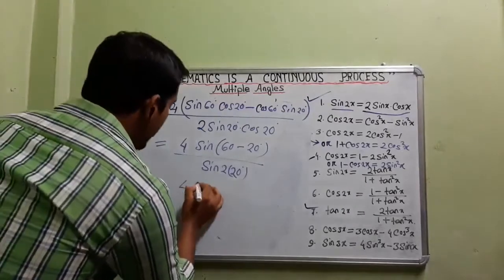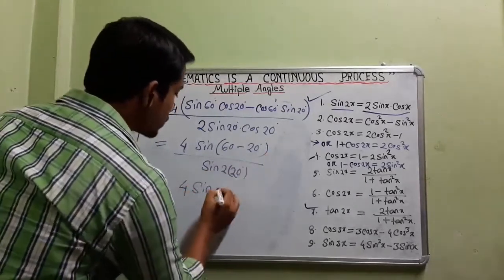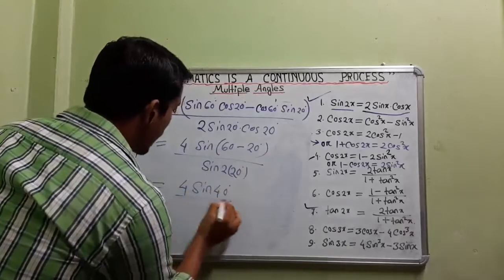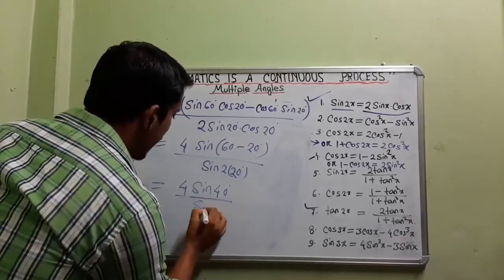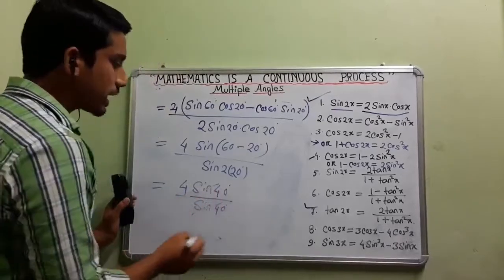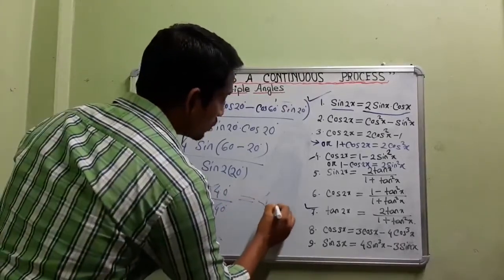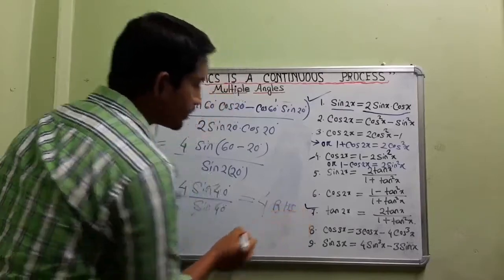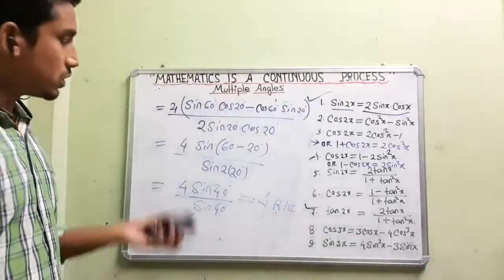In the numerator I am getting 4 into sin (60 minus 20), that is 40 degree, divided by, in the denominator also, sin 2 into 20, that is 40 degree. So this sin 40 got cancelled. So what am I getting? Only 4, which is your right hand side, obviously. And hence proved. So this is the style.